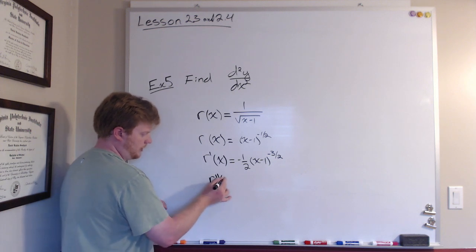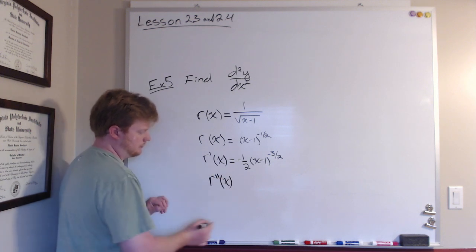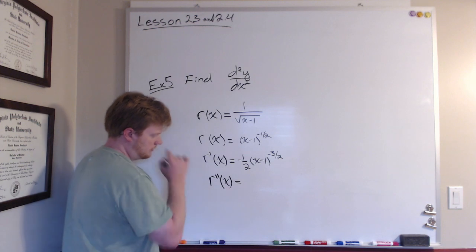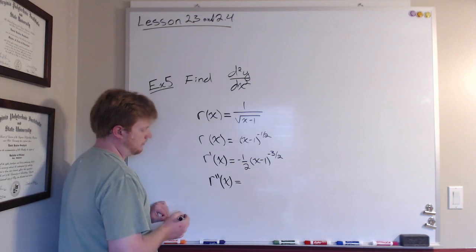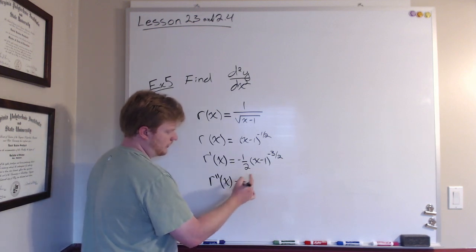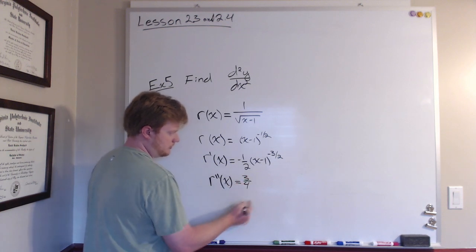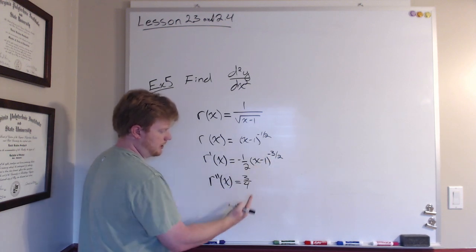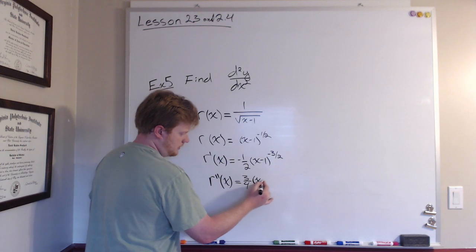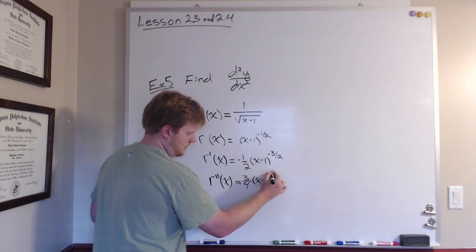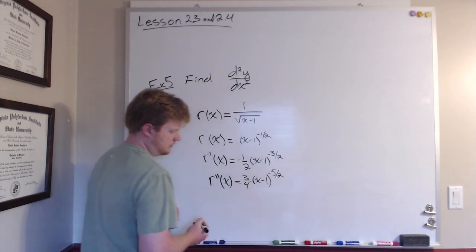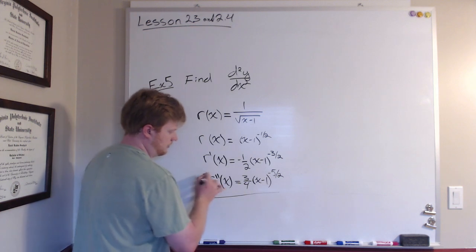R double prime, or the second derivative, would be a positive 3/4, right? Negative 3/2 times 1/2, x minus 1 to the negative 5/2. And that would be my answer.